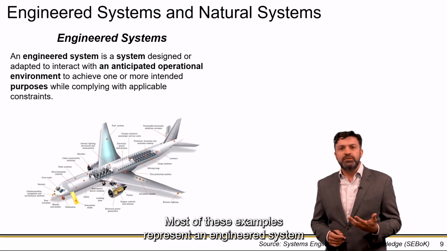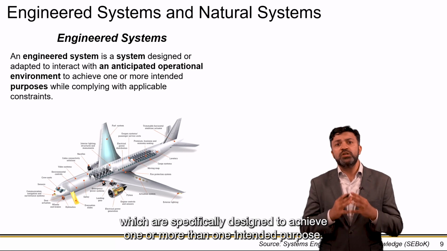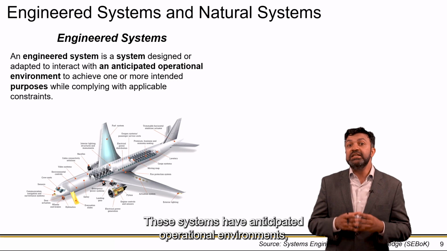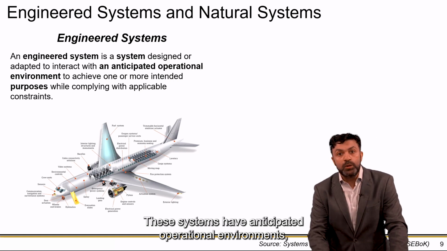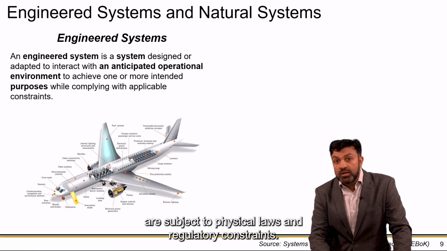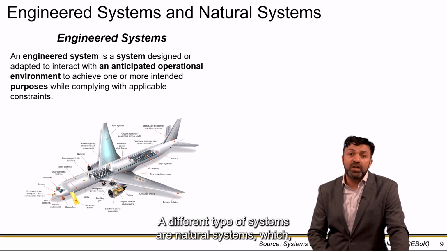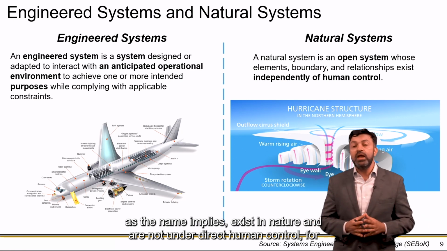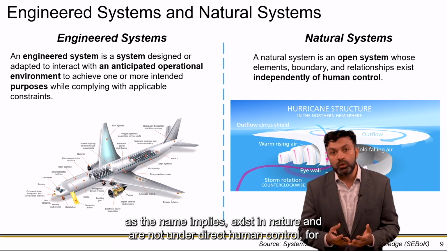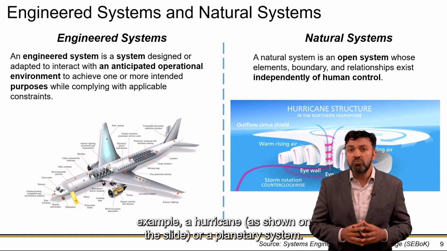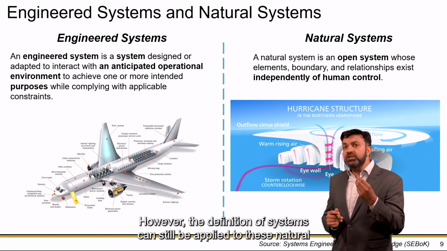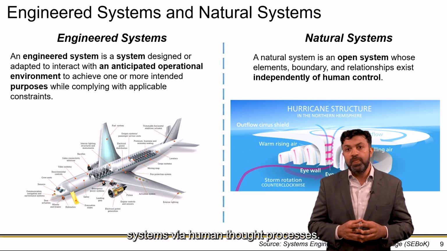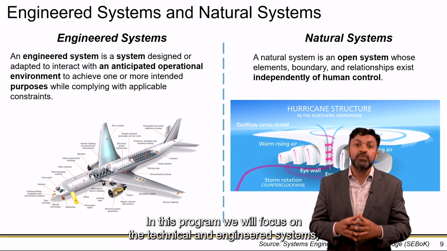So most of these examples represent engineered systems which are specifically designed to achieve one or more intended purposes. These systems have an anticipated operational environment, and are subject to physical laws and regulatory constraints. A different type of system is natural systems, which, as the name implies, exist in nature and are not under direct human control. For example, a hurricane, as shown on this slide, or a planetary system. However, the definition of system can still be applied to these natural systems via human thought process. In this program, we'll focus on the technical and engineered systems.